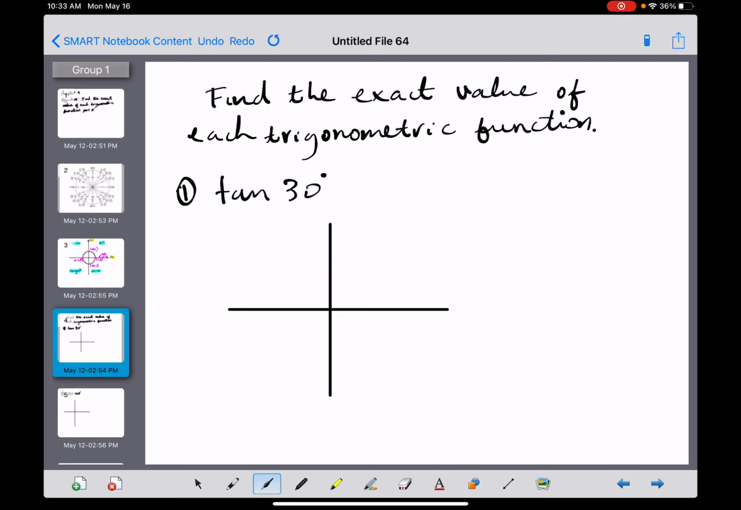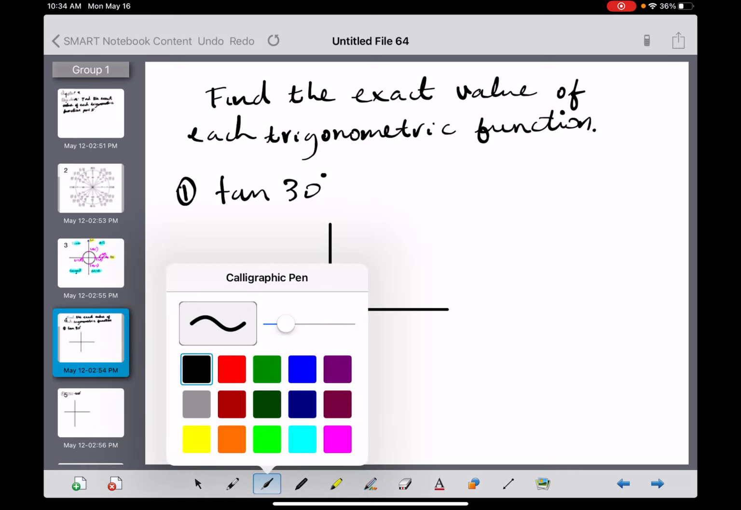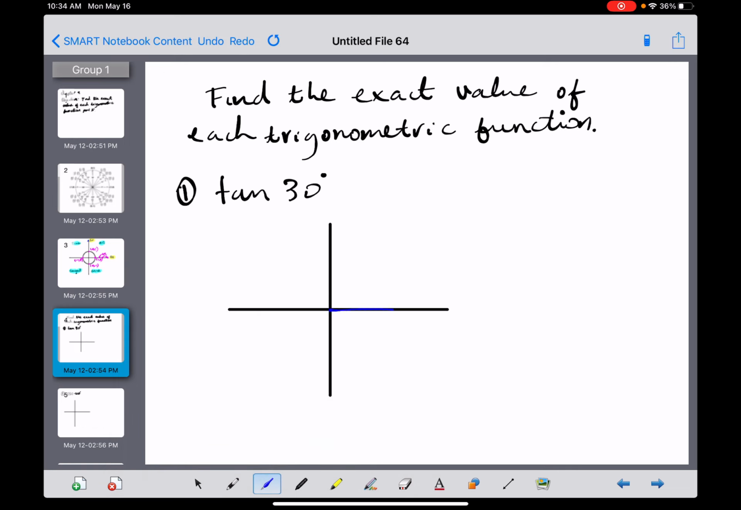In number 1, we have to find tangent 30 degrees. So now we're going to draw the angle, 30 degrees from here to here. That's step 1. Step 2, we're going to make a triangle by connecting the terminal side to the x-axis. So this angle right here is 30 degrees. That means this angle has to be 60 degrees, and that's 90 degrees.